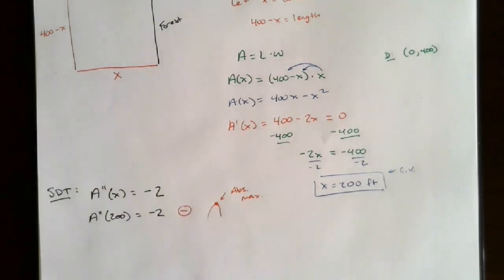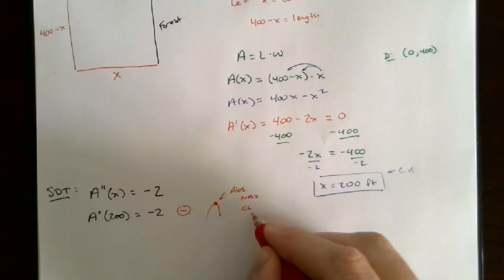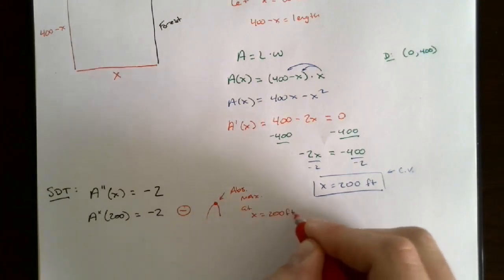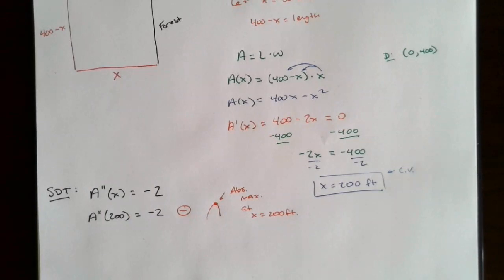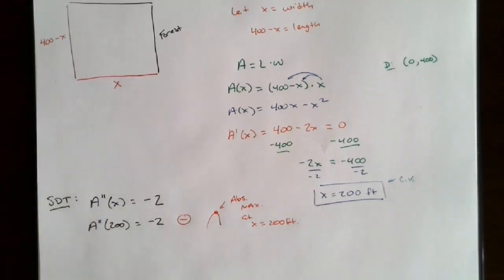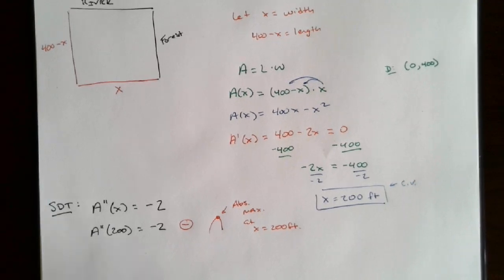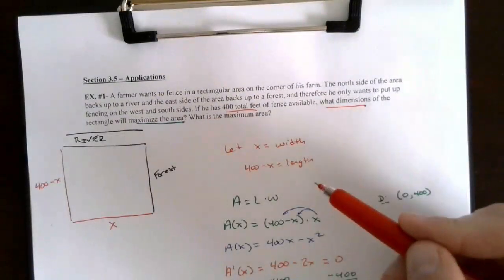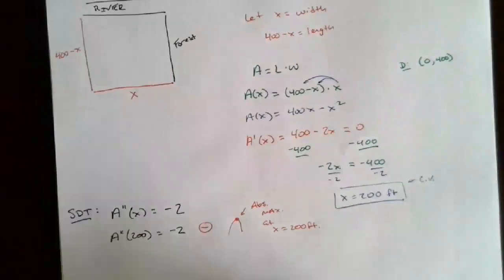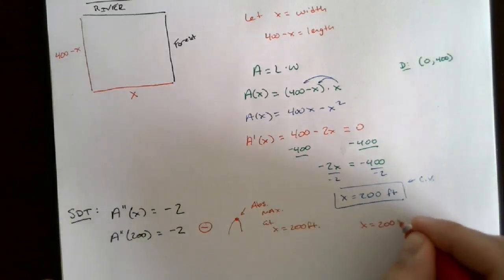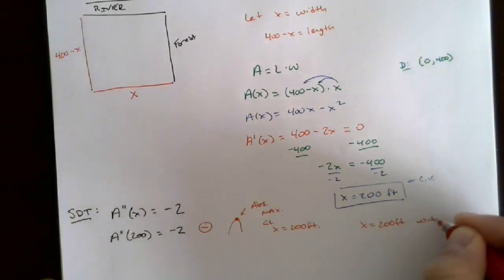You have an absolute maximum at x equals 200 feet, which is good. We wanted it to be a maximum. So it worked out in the way that the problem was kind of leading us to, but we have to show this part. So once you have that, make sure you answer the question. It says, what dimensions of the rectangle will maximize the area? Well, the dimensions, the width we just found was x. The length, well, it's 400 minus x. So we have an absolute maximum at x equals 200 feet. That's the width, right? So x equals 200 feet is the width.